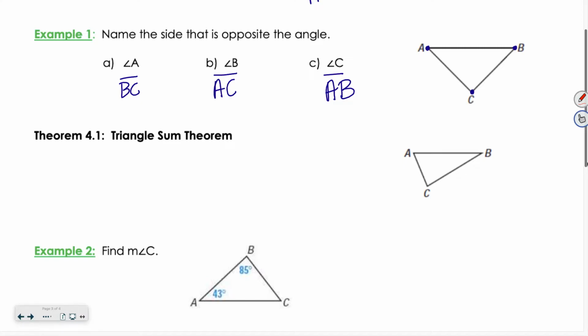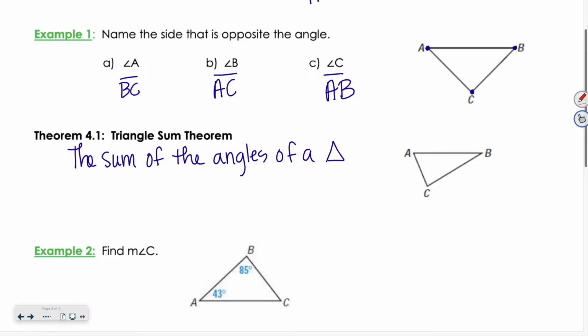Okay, the triangle sum theorem is a very fancy term for the sum of the angles of a triangle is 180 degrees. The sum of the angles of a triangle is 180 degrees, which you already knew before you walked in here, because we've talked about it and you probably knew it in 5th grade. So the measure of angle A plus the measure of angle B plus the measure of angle C has to equal 180 for this to be a triangle.